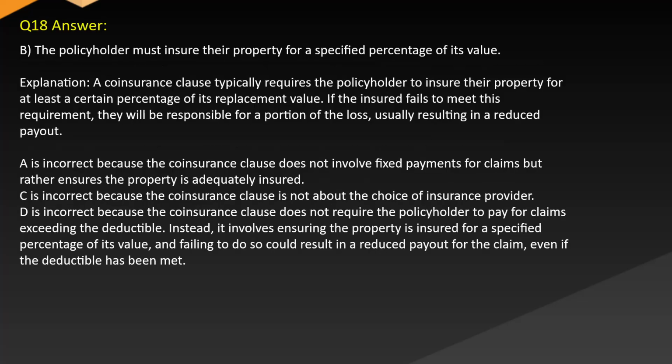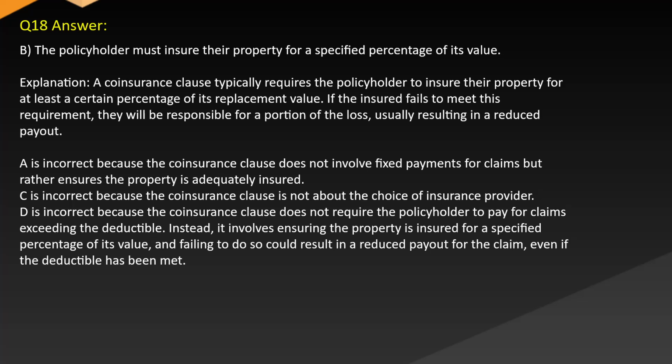Answer: B. The policyholder must insure their property for a specified percentage of its value. Explanation: a coinsurance clause typically requires the policyholder to insure their property for at least a certain percentage of its replacement value. If the insured fails to meet this requirement, they will be responsible for a portion of the loss, usually resulting in a reduced payout.